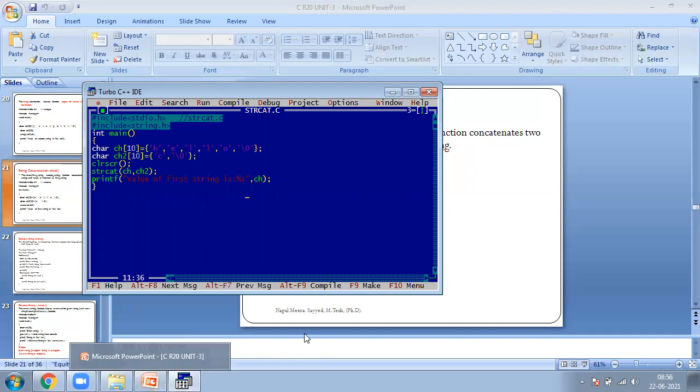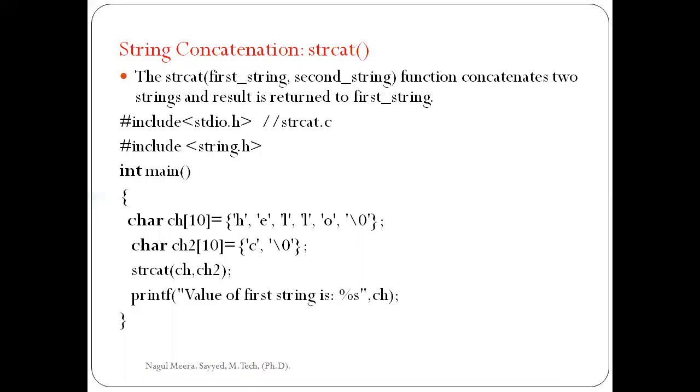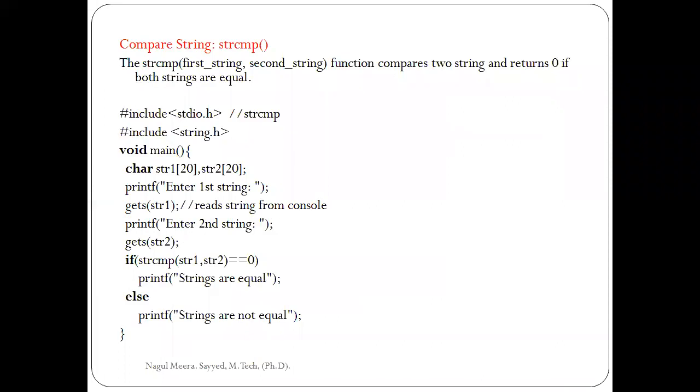Now coming to our next function, compare strings. The function is strcmp. The strcmp function is used to compare two different strings and returns zero if both strings are equal. It compares whether the two strings are equal or not. If it is equal, it returns zero. If it is not equal, it returns non-zero.